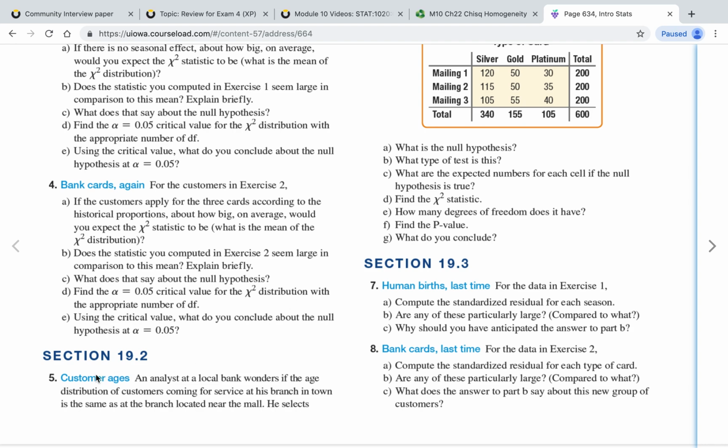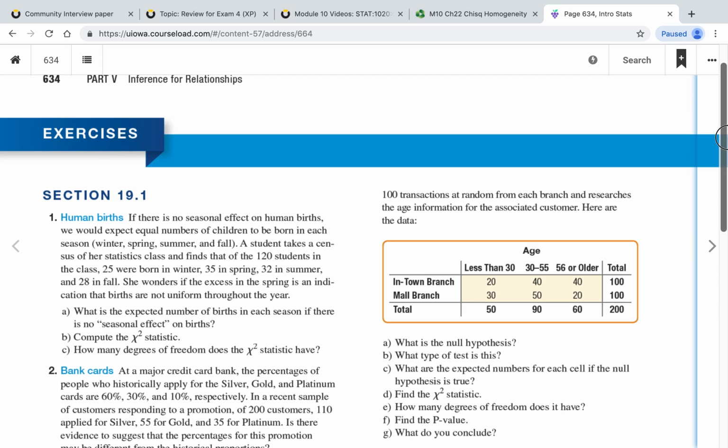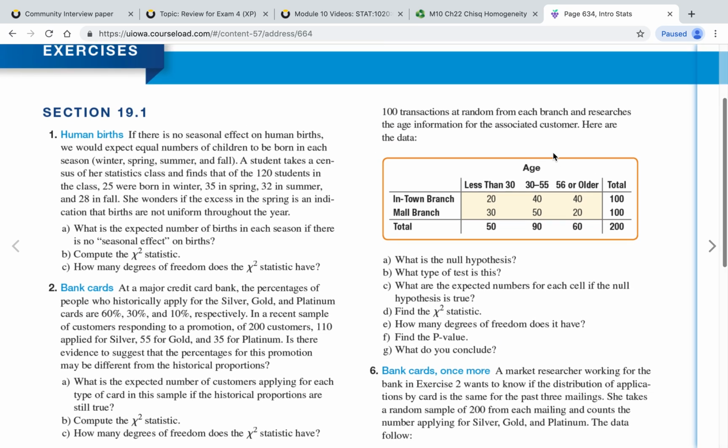So I'll start out by reading the question, and it's referring to customer ages. An analyst at a local bank wonders if the age distribution of customers coming for service at his branch in town is the same as at the branch located near the mall. So he selects 100 transactions at random from each branch and researches the age information for the associated customer, and then here are the data below.